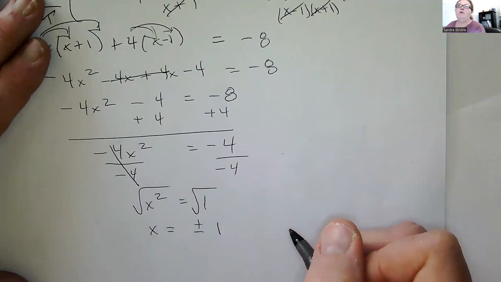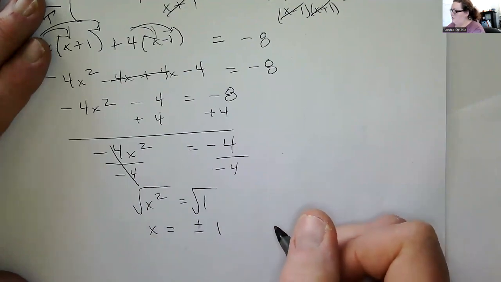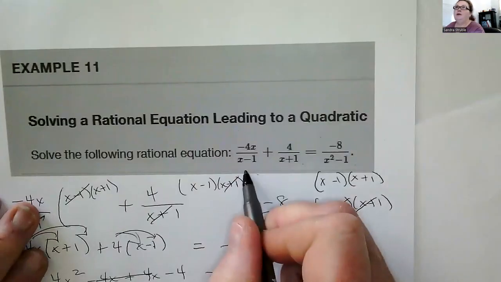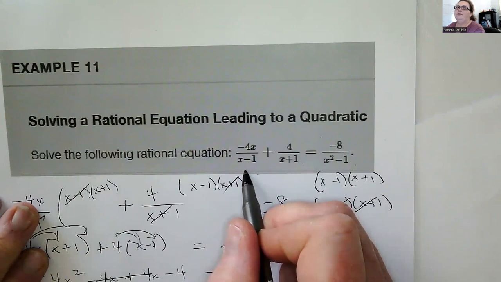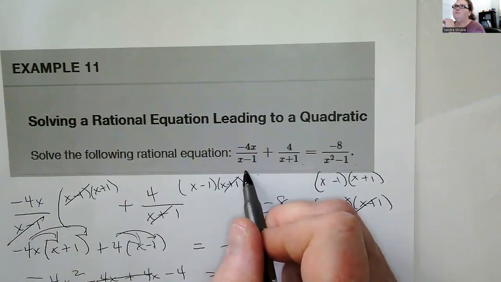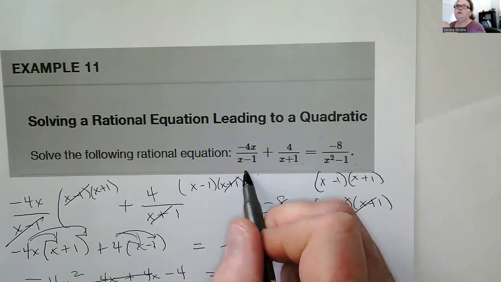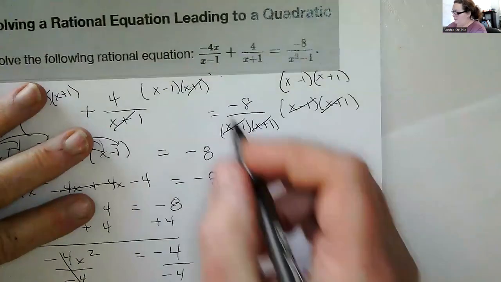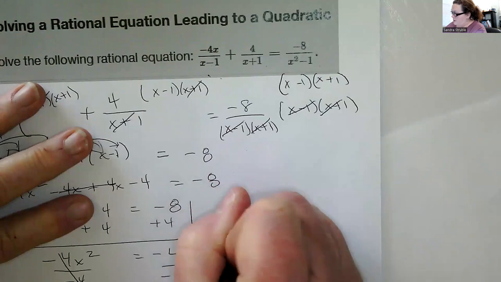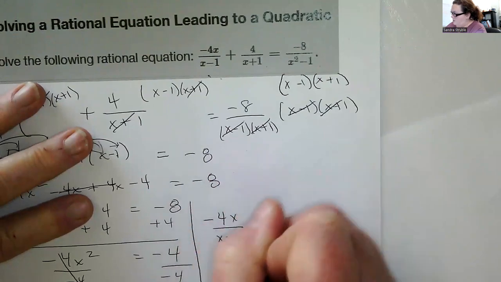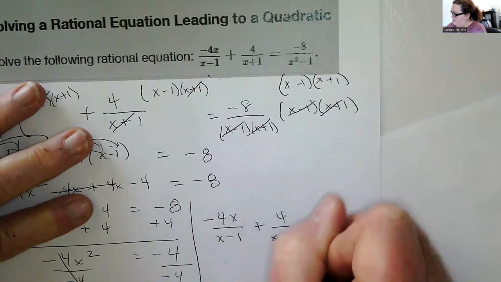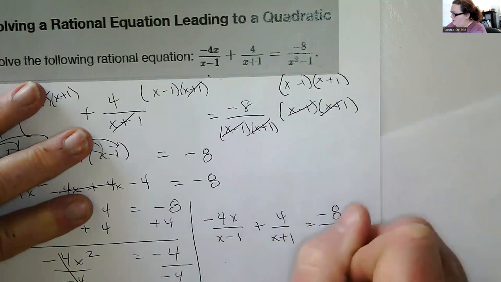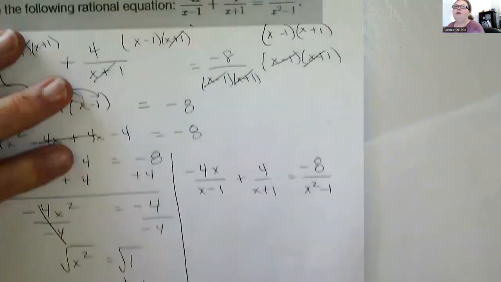Okay, so now what? Well, we have variables in our denominator of this problem. If you've got variables in the denominator, that's one of the main times you've got to check your work. Not check your work, but check to see if it actually truly works. All right, so what I'm going to do first is rewrite these down here so I can see them. Negative 4x over x minus 1 plus 4 over x plus 1 is equal to negative 8 over x squared minus 1.